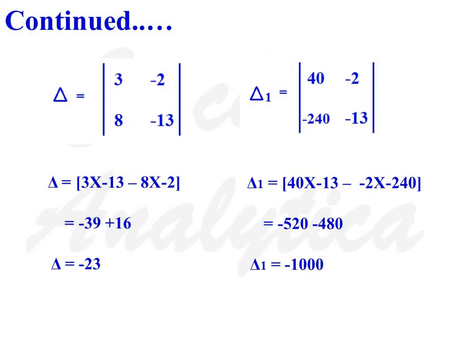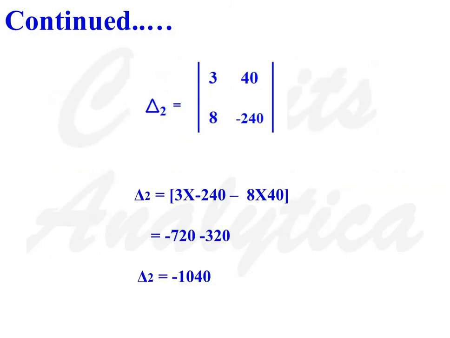So delta is equal to determinant of [3, minus 2; 8, minus 13]. We will get delta is equal to minus 23. Delta 1 is equal to determinant of [40, minus 2; minus 240, minus 13]. So delta 1 is equal to minus 1000. Delta 2 is equal to determinant of [3, 40; 8, minus 240]. Delta 2 is equal to minus 1040.